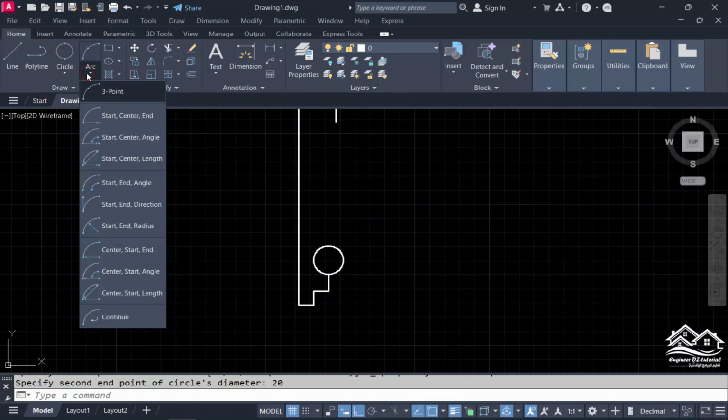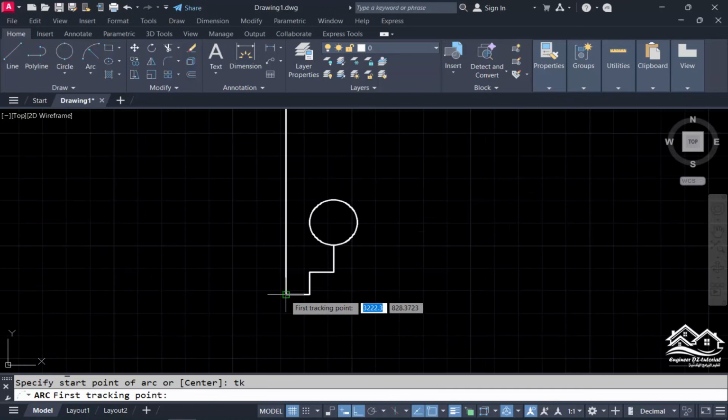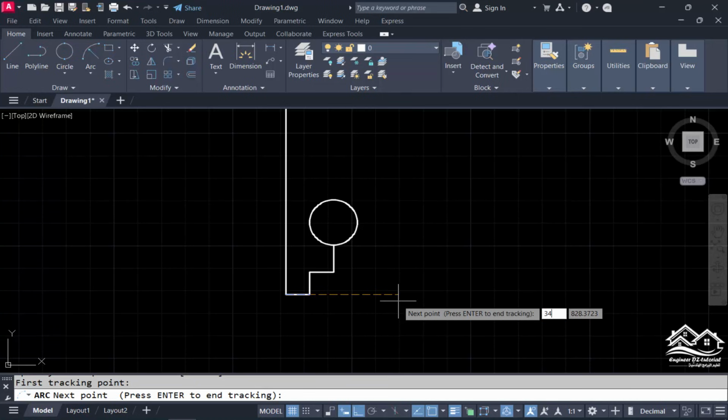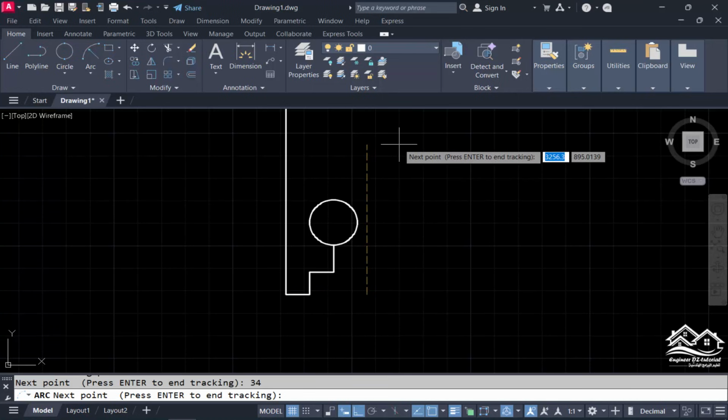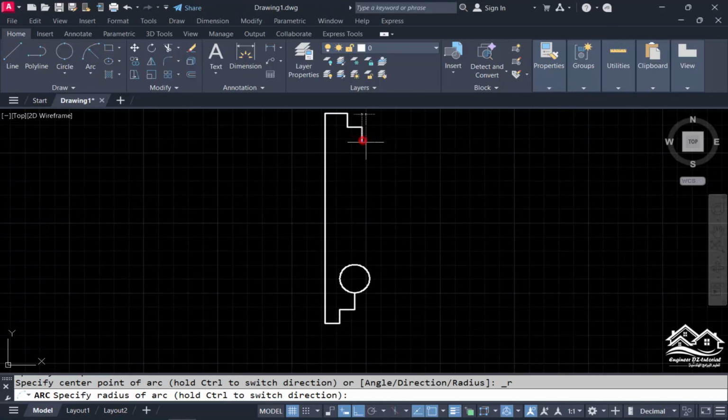Next, I draw an arc with a radius of 35 by entering TK. Its start point is offset by 34 in the x direction and 67 in the y direction. Then I press Enter twice, select the second point, and enter the radius value 35.